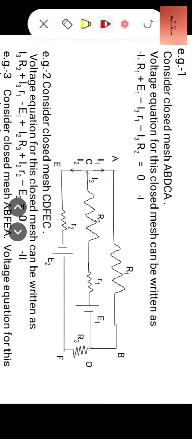Now using the sign convention, let us write the voltage equation for a particular mesh. For example 1, consider the closed mesh A, B, D, C and A. The voltage equation for this closed mesh can be written as minus I1 R1 plus E1 minus I3 R1 minus I3 R2 equal to 0. Let us mark it as equation 1.